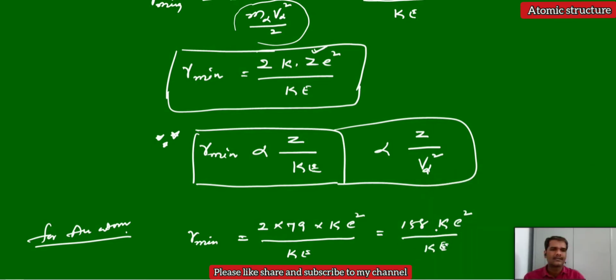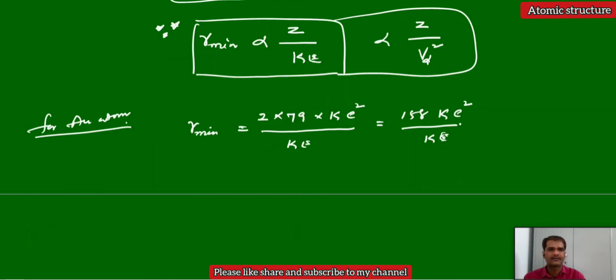Otherwise, if I take the mass of the alpha particle, again with 1 by 2, this is 316 k e square by m alpha v alpha square. Then you can substitute k, you know the charge, you know the mass of the alpha particle, you know the velocity of the alpha particle, whatever they give. Then you can substitute and find the distance of closest approach.